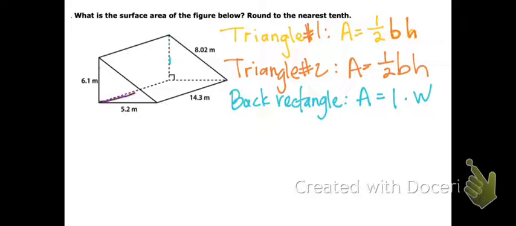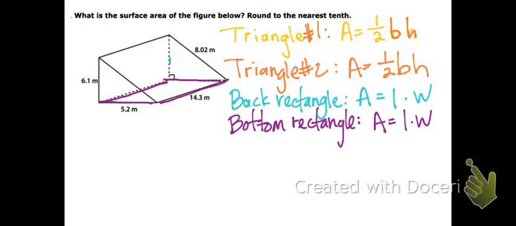Now let's find the area of this bottom rectangle. So again, it's length times width. So the 5.2 times the 14.3.